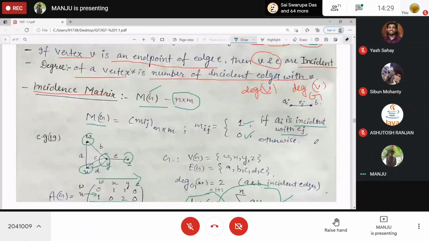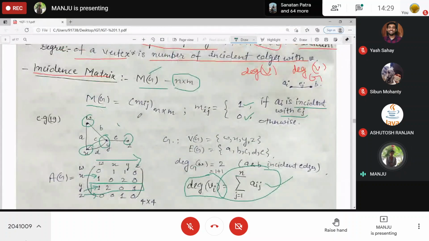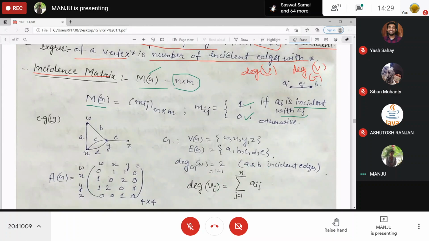Yes, ma'am. The same way, find the incidence matrix for this graph. Here these are vertices, here will be edges. What is the order of that incidence matrix? 4 cross 5. Right? You take W, X, Y, Z as columns and rows as A, B, C, D.